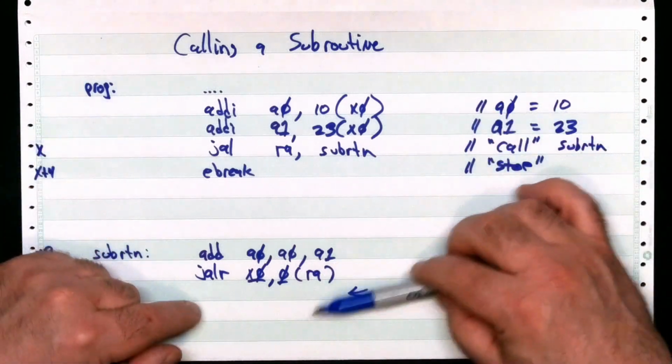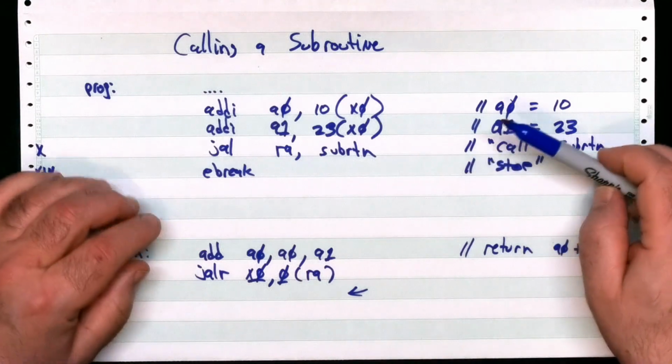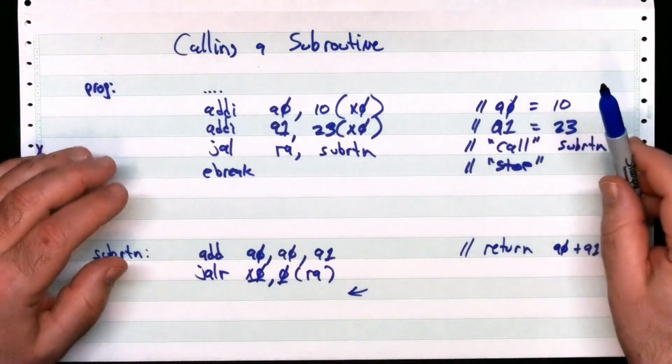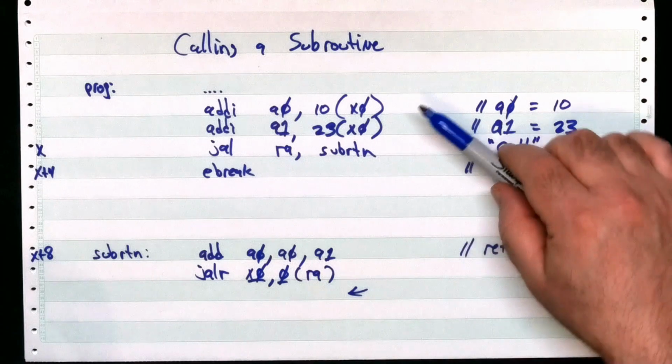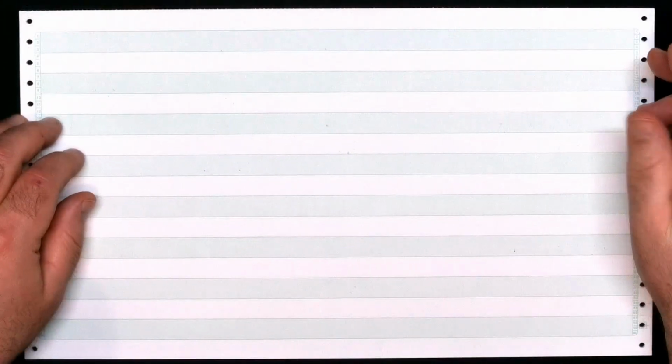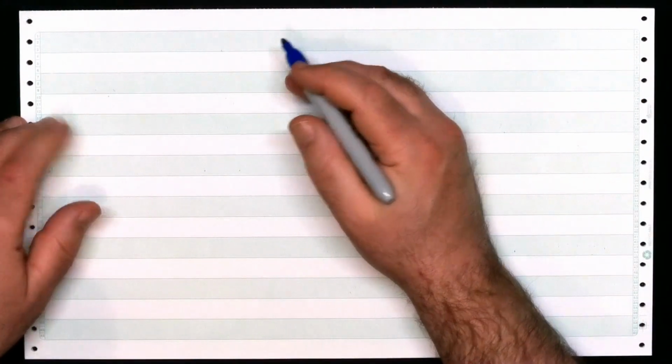Depending on what you need to do in your subroutine, right? So this is the simplest example of how to call a subroutine and how to get back to where you came from. Now let's look at one other example. Let's say we have a more complicated subroutine.